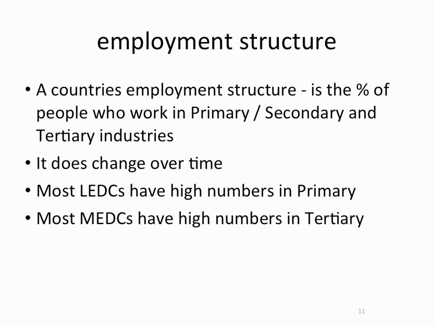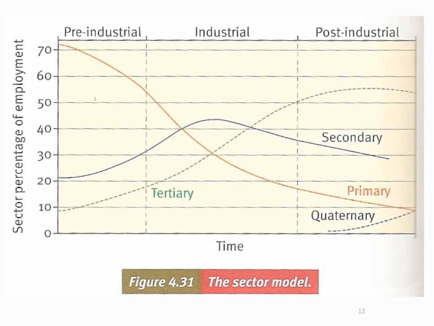In many ways, the employment structure of countries is seen as an important way of determining whether they are developed or not. So this section may actually be found in one or both of the sections that you will find in the exam paper. A country's employment structure shows the percentage of primary, secondary and tertiary industries. It does change over time. Most LEDCs have high numbers in primary, but most MEDCs have high numbers in tertiary, as can be seen from the graph. If we take the pre-industrial time, that is where most LEDCs are at the moment.